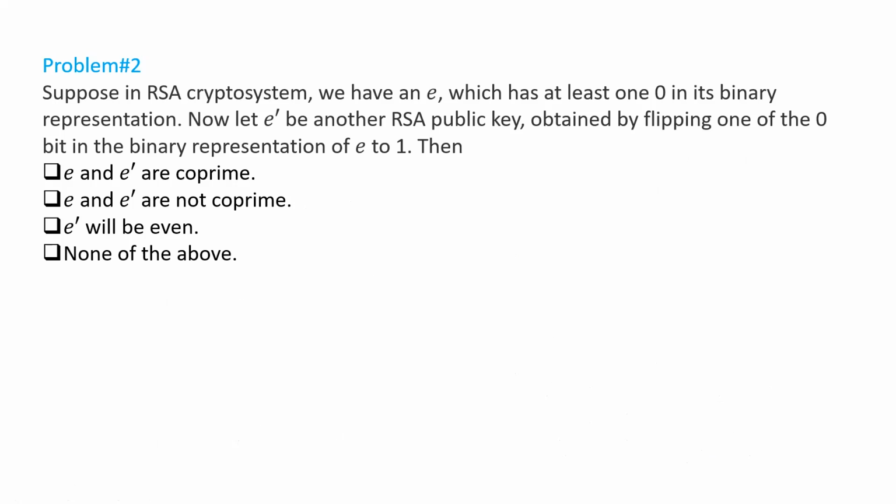So here comes the next question. Suppose in the RSA crypto system, we have an E which has at least one 0 in its binary representation. Now let E dash be another RSA public key obtained by flipping one of the 0 bits in the binary representation of E to 1. Then what happens? There are some statements about the relation between E and E dash, whether they are co-prime or not, etc.